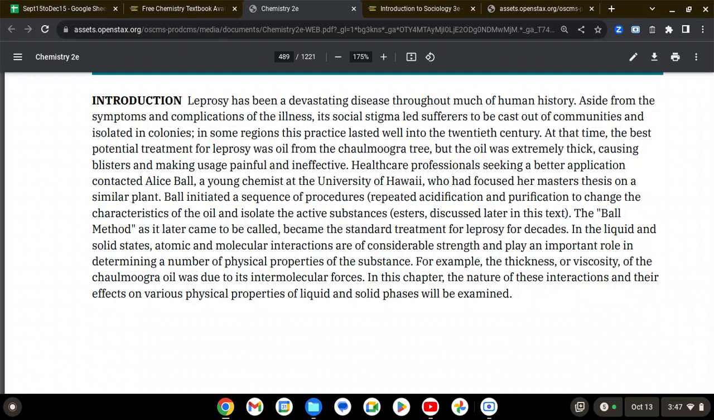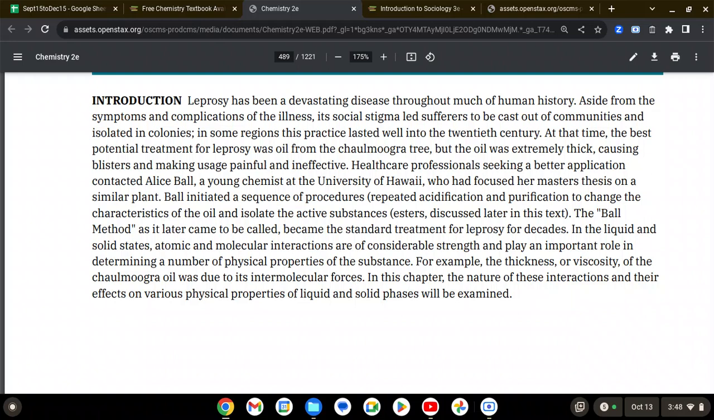Better application contacted Alice Ball, a young chemist at the University of Hawaii, who had focused her master's thesis on a similar plant. Ball initiated a sequence of procedures, repeated acidification and purification, to change the characteristics of the oil and isolate the active substances, esters discussed later in this text. The Ball method, as it later came to be called, became the standard treatment for leprosy for decades.